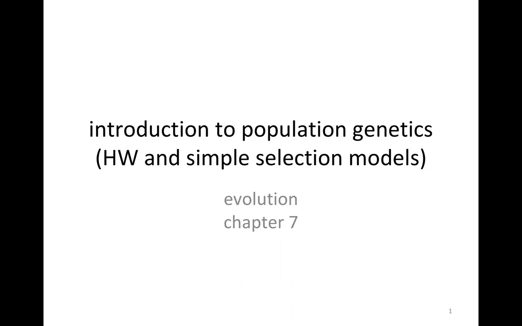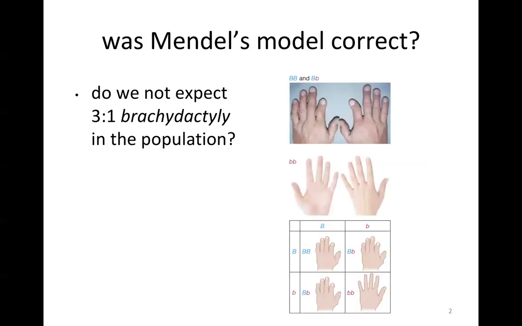Okay, so here we'll be studying simple models of population genetics of allele frequency change. We'll start with the Hardy-Weinberg equilibrium, and also go into simple selection models and mutation models, mutation-selection balance. And then in the next chapter, we'll also start considering genetic drift.